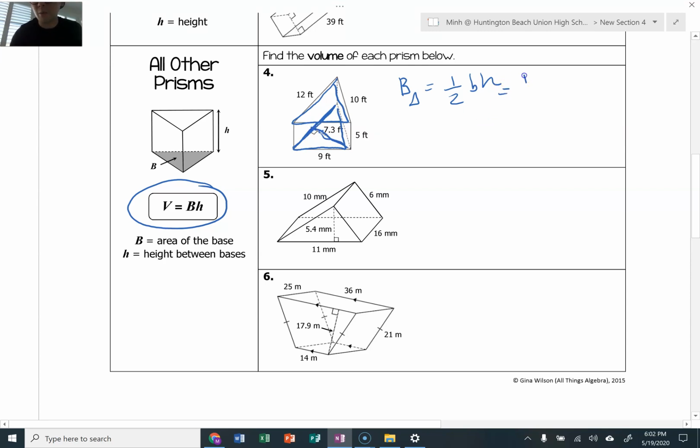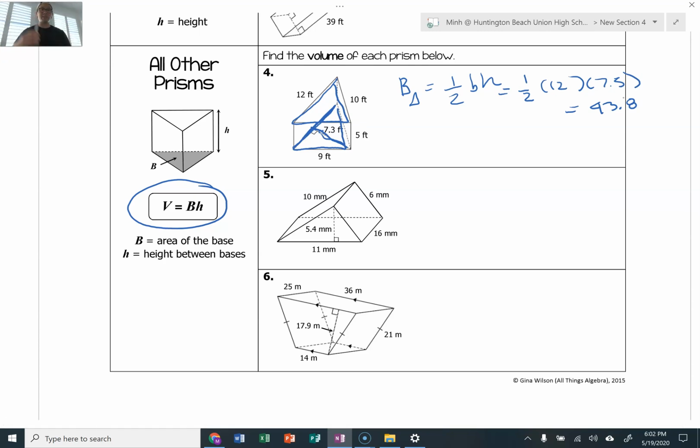So when I do it, I got 1/2, right? And the base is going to be 12 times 7.3. Now, doing that, put that into your calculator. If you do that correctly, you should get 43.8. That's only part 1, right? Now we got to find the height.